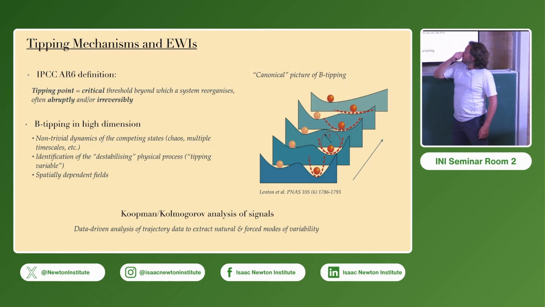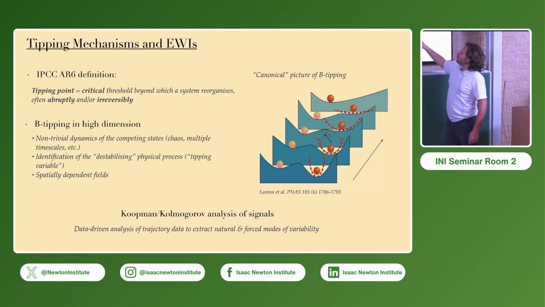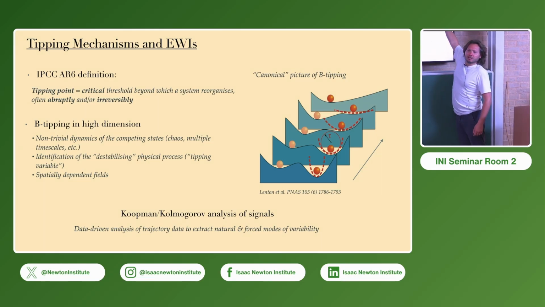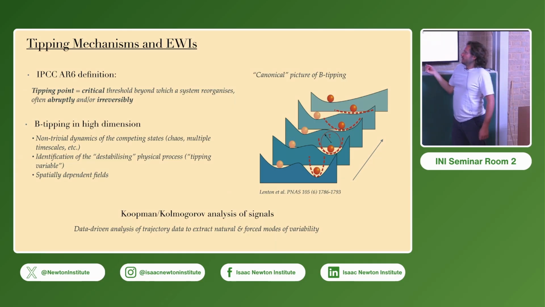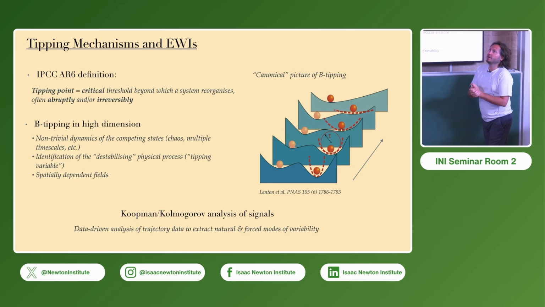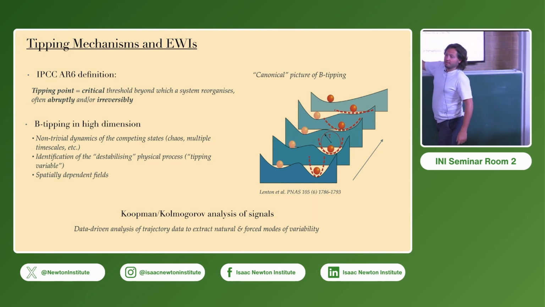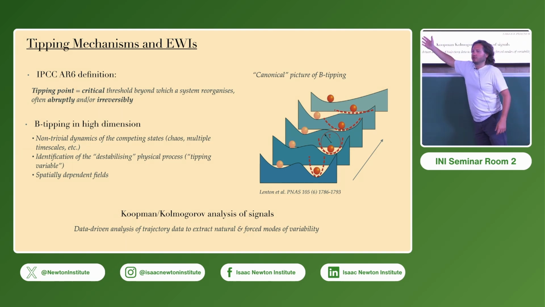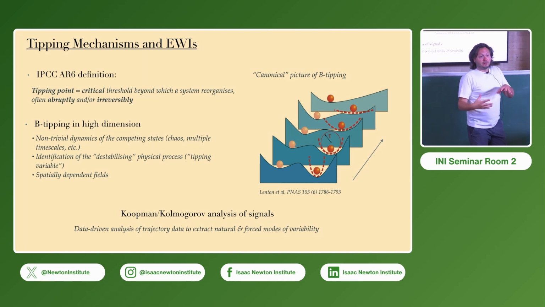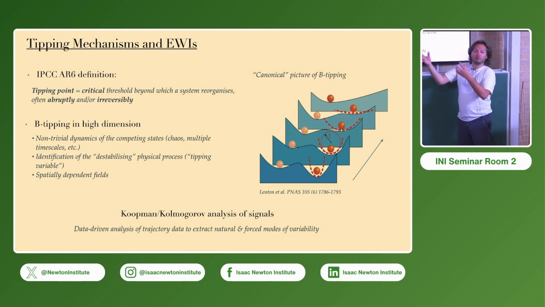The second point, which is maybe the main point of this talk, is, okay, as the system gets driven towards a tipping point, can you identify what the destabilizing physical process is? Or in other terms, can you identify what the best tipping observable is in this case? And then, of course, in climate and in most applications, you usually have spatially dependent fields. So you have something that depends on space, and you don't have observables.